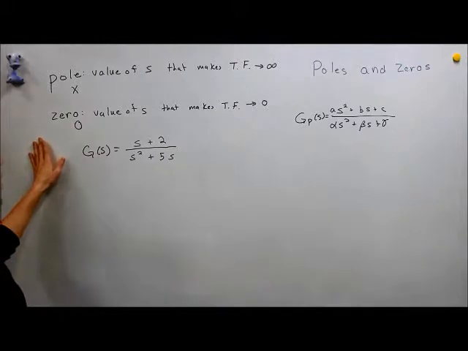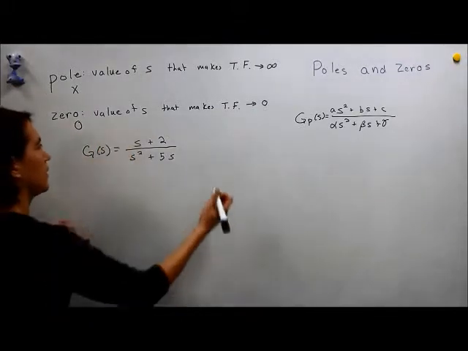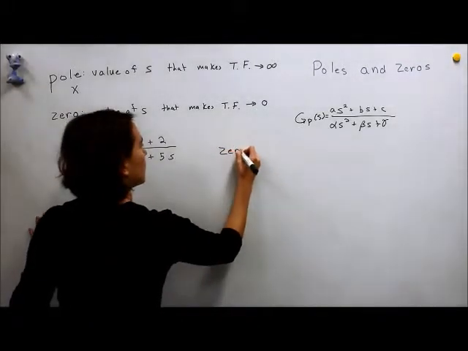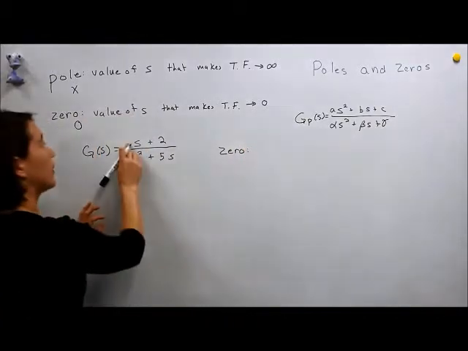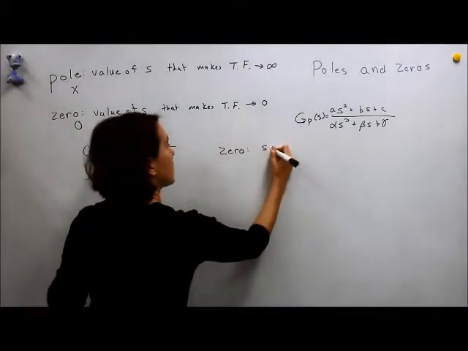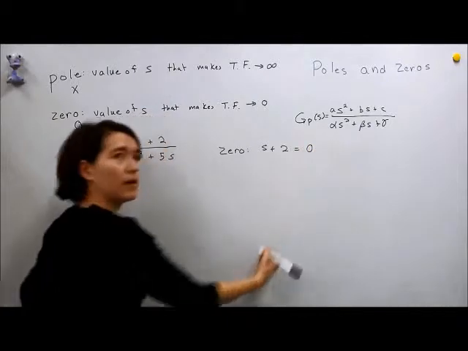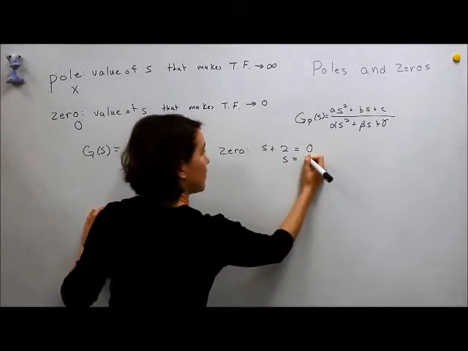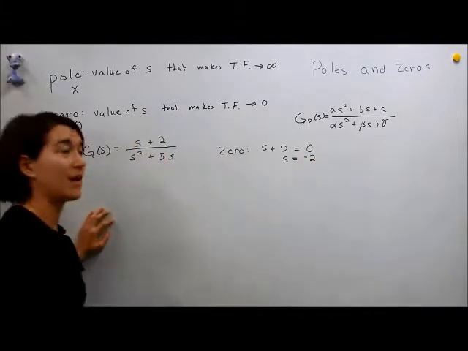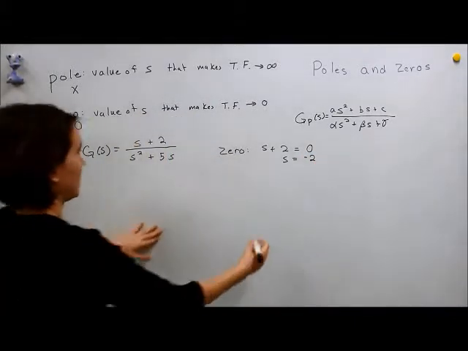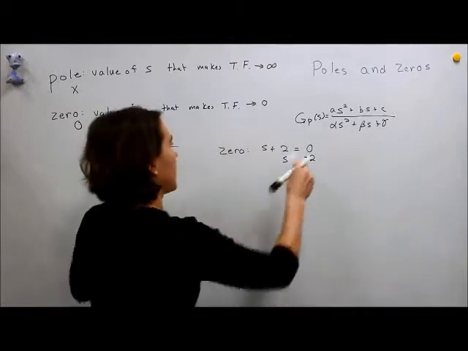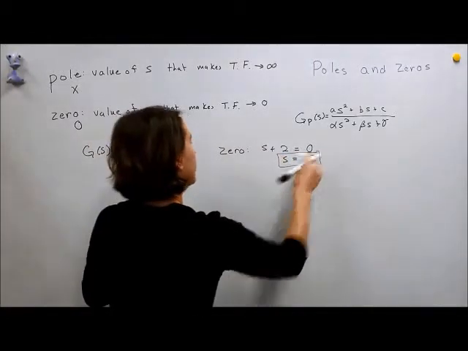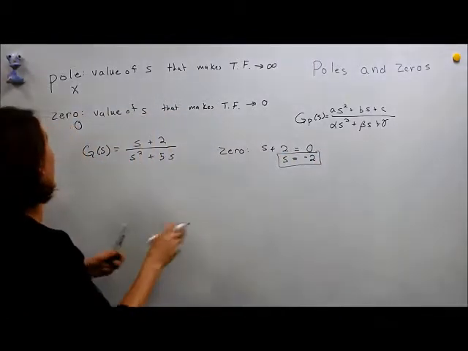So first, let's find the zeros first. So the zeros is going to be whatever makes this 0. So s plus 2 equals 0. Relatively easy. We can see that s equals negative 2 is a 0. So this would be our answer for the 0. And then what about our poles?